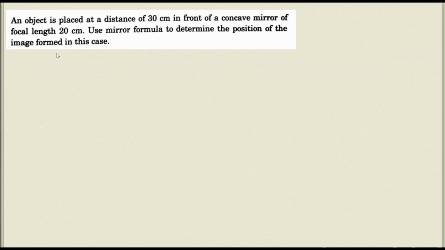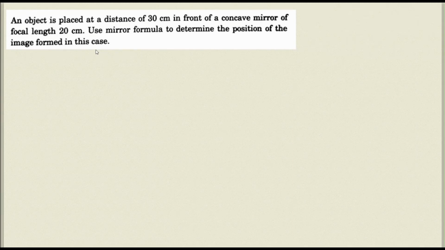In this video, we'll be discussing the remaining part of CBSE Board Paper 2025 set 2 questions. So moving to the next question. An object is placed at a distance of 30 cm in front of a concave mirror of focal length 20 cm. Use mirror formula to determine the position of the image formed in this case.